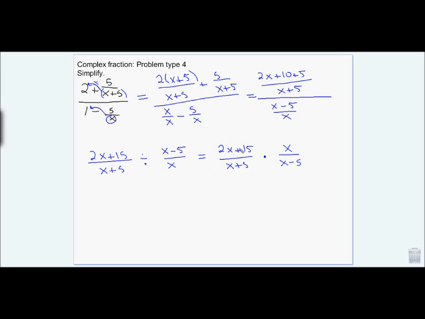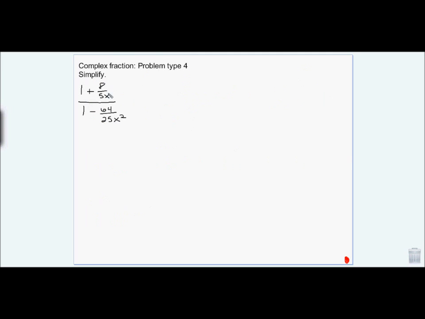I can't factor here, so I'm going to go ahead and do my multiplication, and I'm going to get x times 2x plus 15 over x plus 5 times x minus 5. And that's my final answer. Sometimes nothing cancels.